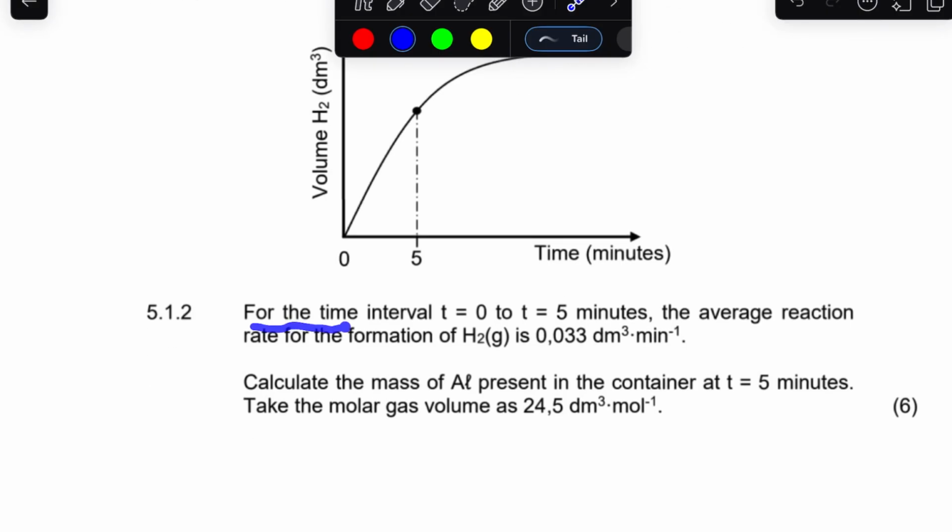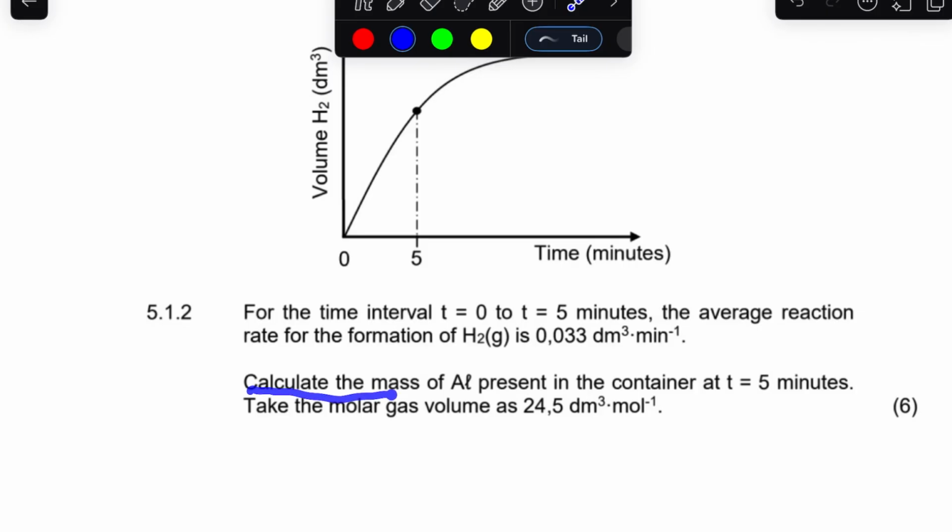Now it says for the time interval T0 to T5 minutes, which is from there to there, the average reaction rate for the formation of gas is 0.033 dm3 per minute, right? This is the rate for this period, guys. Remember, it's just within 5 minutes, right?